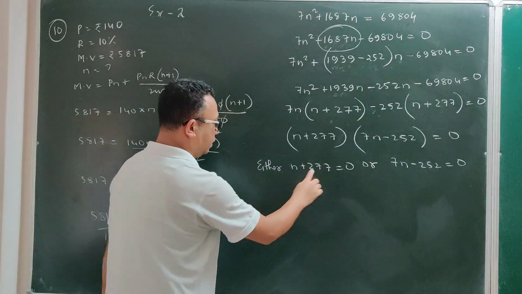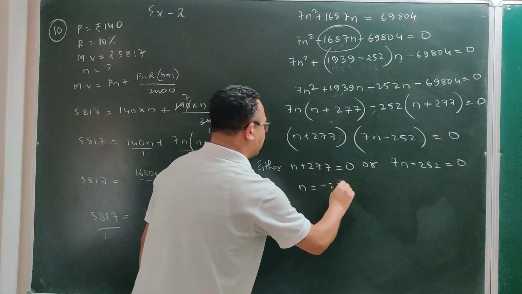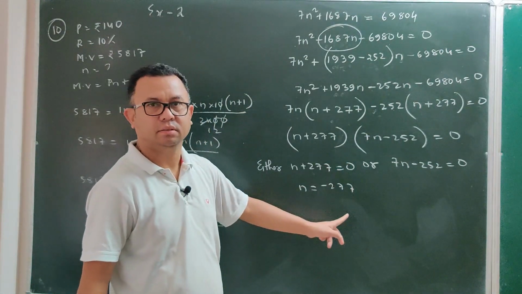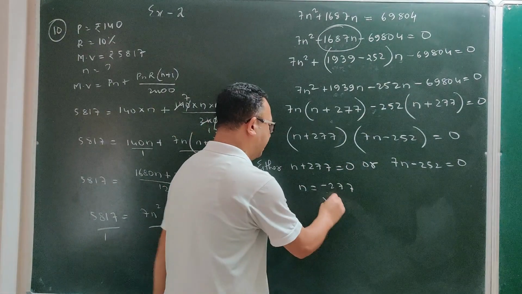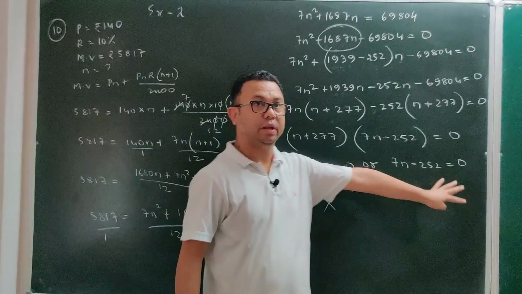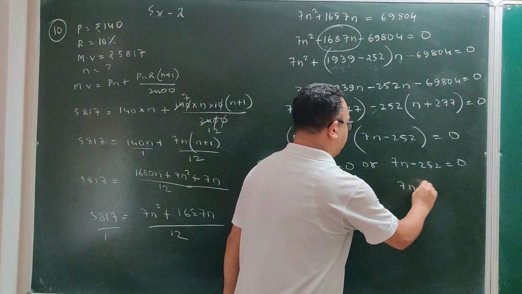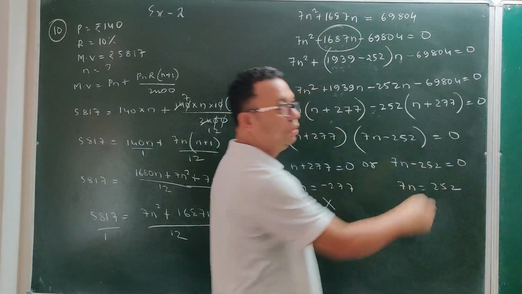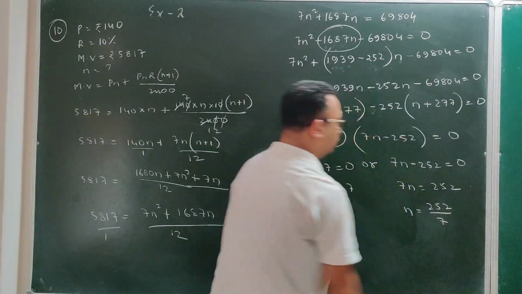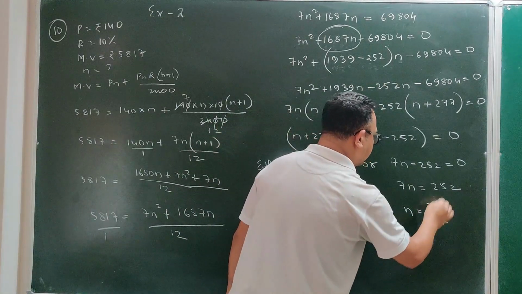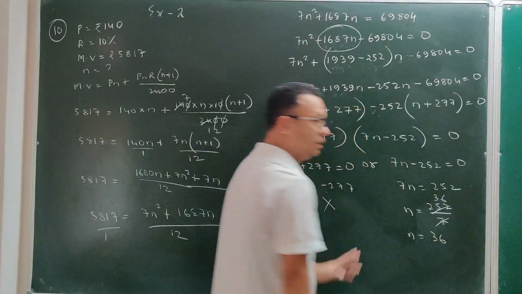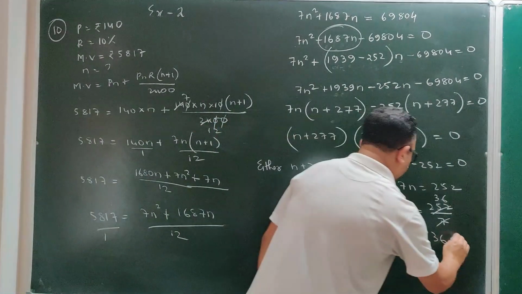Then here, taking 277 to the other side, we get n is minus 277, meaning my 277 months minus, which is not possible, n can never be negative. So it is not possible to get n value as minus 277. Maybe this will give us the value of our n. 7n equal to 252, minus 252 going that side becomes positive. So n is equal to 252 over 7. So let's see, I think 7 will cancel. 7 3s are 21, 42, 7 6s. So n is 36. Since our n means number of months, there you are.